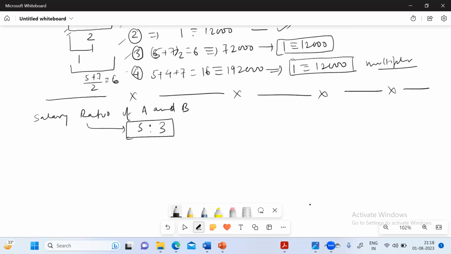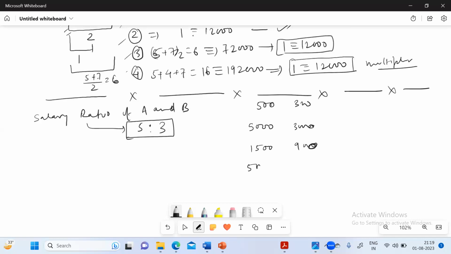Okay. So if the salary ratio is 5:3, we cannot tell anything about the salary, and the salary can be anything. Like it can be 500 and 300, the salary can be 5,000 and 3,000. The salary can be 1,500 and 900.